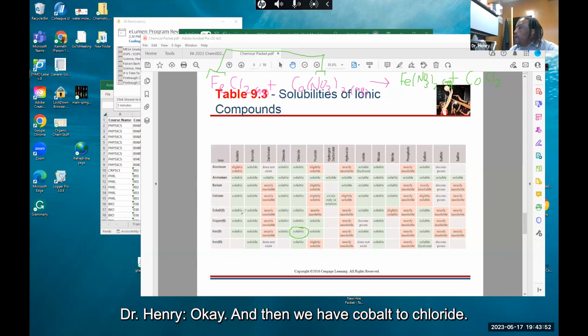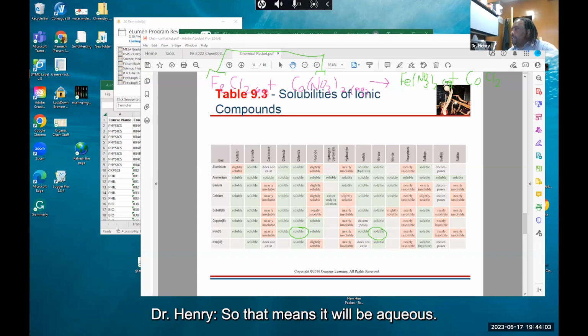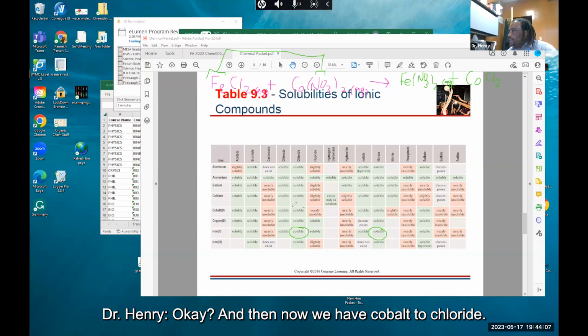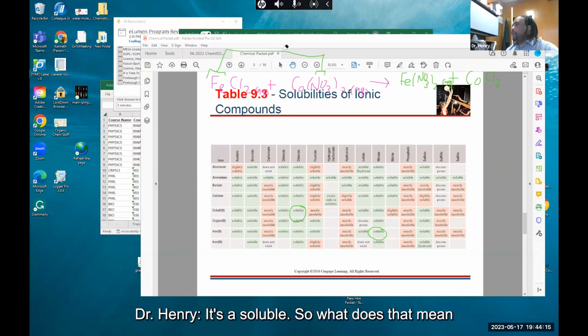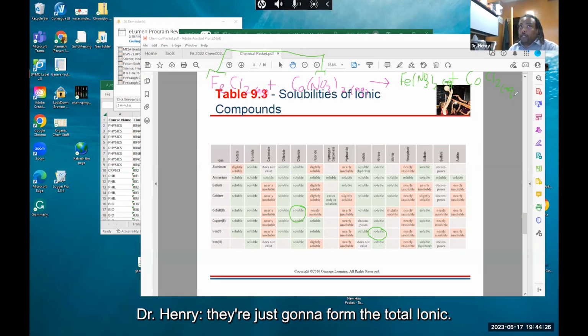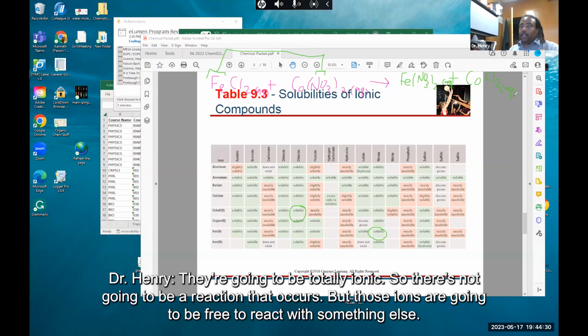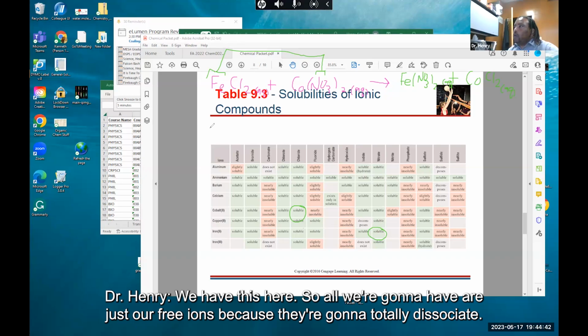Oops, sorry, I screwed up. We were looking at nitrate, iron 2 nitrate. So that means it would be aqueous. And then we have cobalt 2 chloride. It says soluble. So what does that mean? It's aqueous. So now if both of these are aqueous, that means there's not going to be a reaction in this case. They're going to be totally ionic, so there's not going to be a reaction that occurs. But those ions are going to be free to react with something else. All we're going to have are free ions because they're going to totally dissociate.